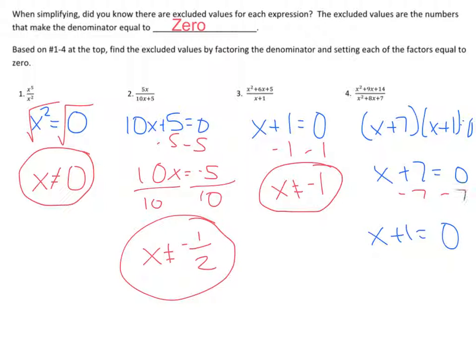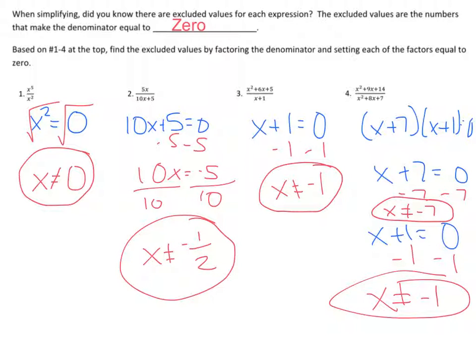So in the first case, I'm subtracting 7, so I end up with x does not equal negative 7. And this one's going to have 2. So when we solve the second one, we end up with x does not equal negative 1. And those are both excluded values.